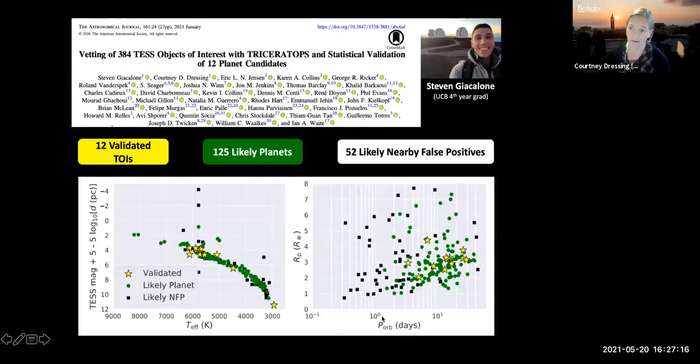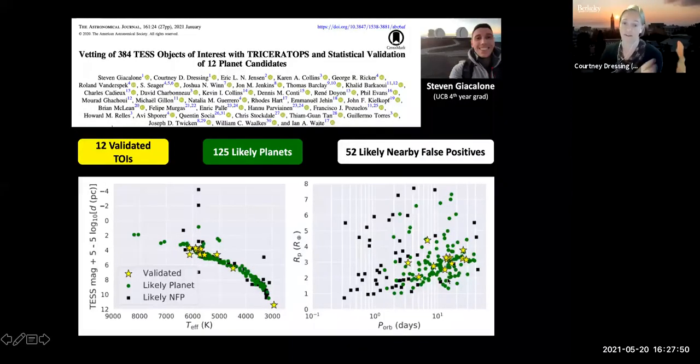you can see that they do separate out a little bit. In both of these plots, the new validated planets are marked as yellow stars, the likely planets are in green, and the nearby false positives are black squares. If we focus on the plot on the left, one thing that really stood out to me when I talked about these figures with Stephen is that many of the very short period objects happen to be false positives. So if you find a TOI and it has an orbital period of 1 day or shorter, odds are it's probably not a real planet.